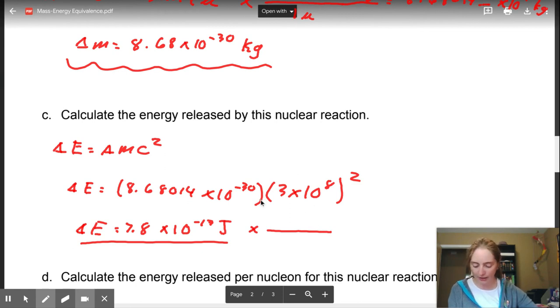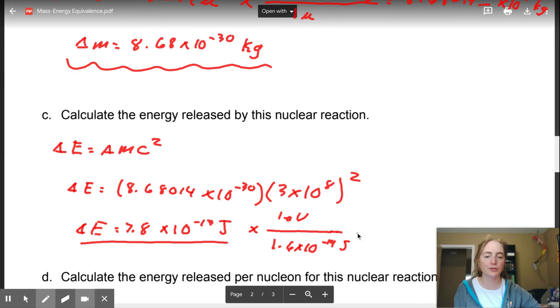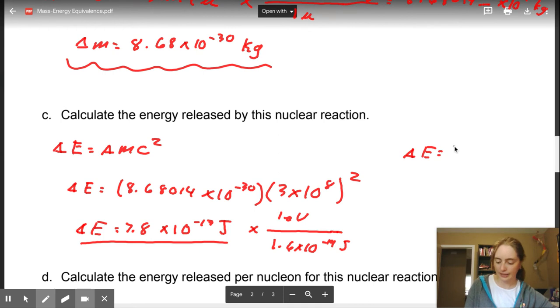Why not? So 1 electron volt is going to equal 1.6 times 10 to the power of negative 19 joules per electron volt. And the delta E in electron volts with appropriate sig digs and the whole deal.